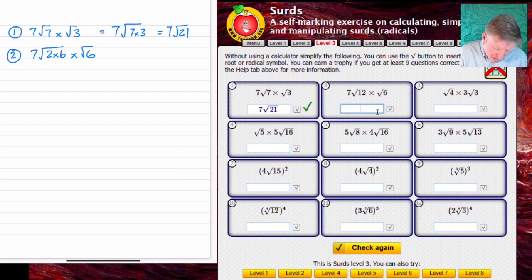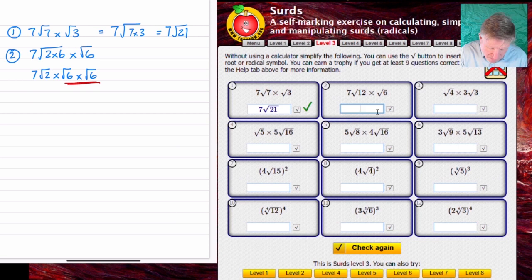Okay, now I could split this up as being 7 times root 2 times root 6 times root 6. And then I know that the 2 root 6's, if I multiply those two together, are going to give me 6. So multiply that 6 by the 7 at the front, which will give me 6 7s are 42 root 2. So I think this, in its most simple format, is 42 root 2.